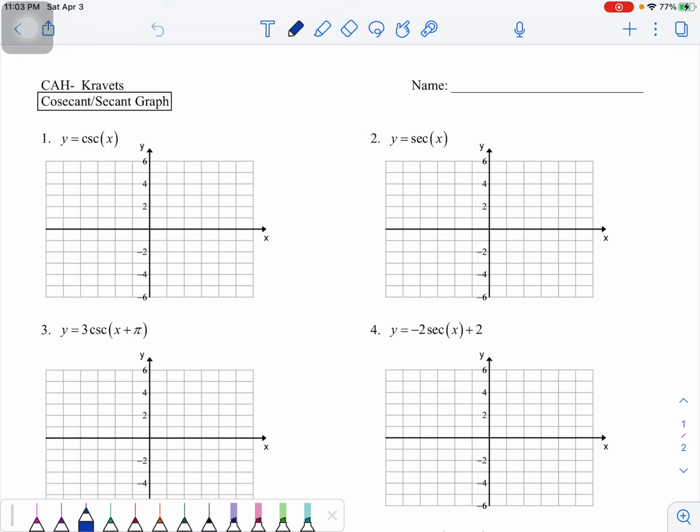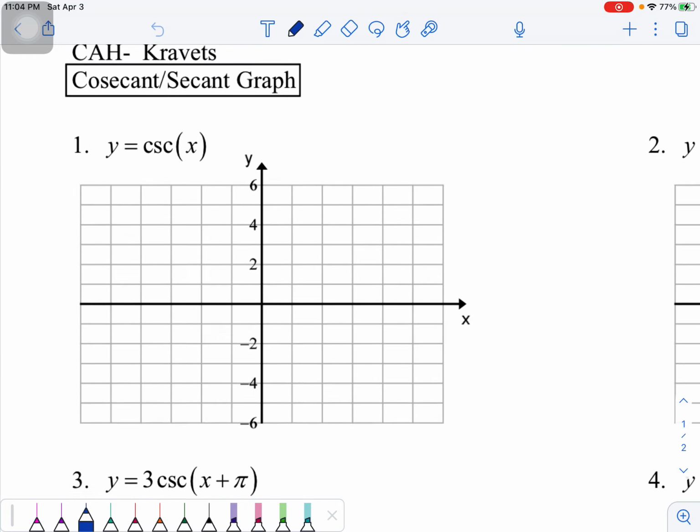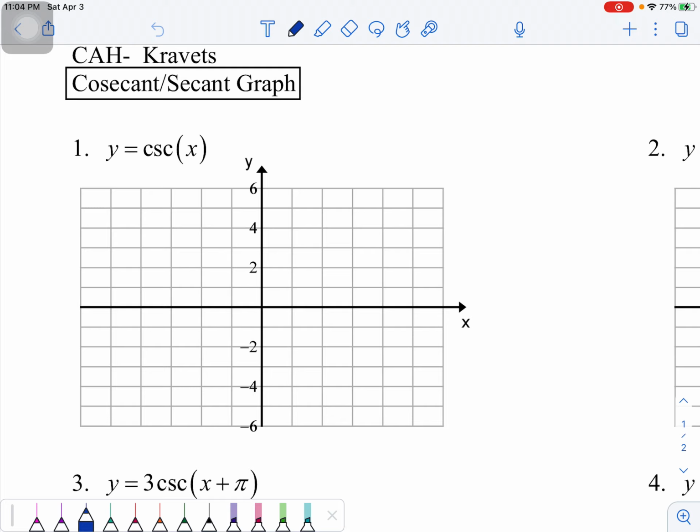All right, we have spent a lot of time graphing sine and cosine. So hopefully by now you feel comfortable with it, because we're about to transition graphing sine and cosine into graphing secant and cosecant. So we're going to jump into problem number 1. And problem number 1 is cosecant.